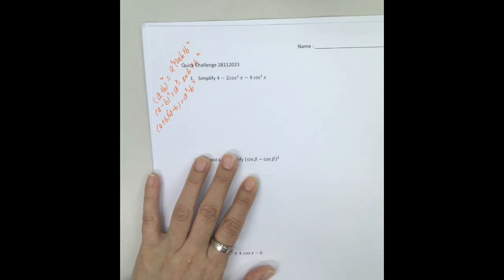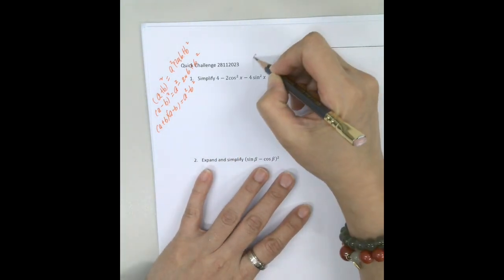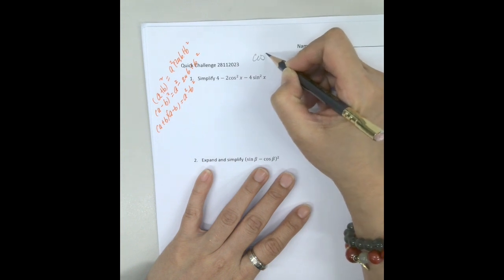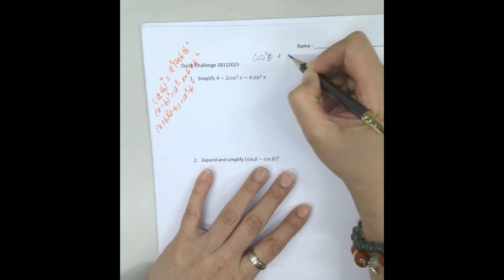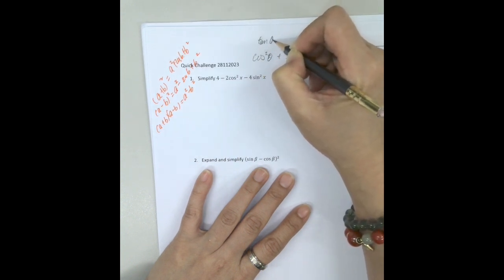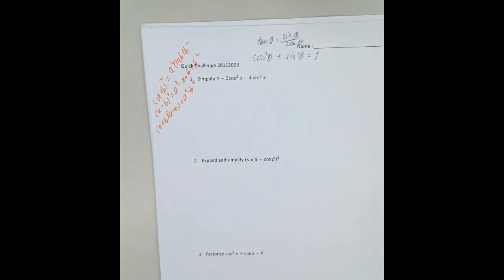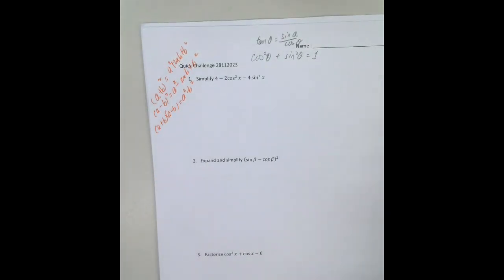All right, and then what we can do is simplify that one. Also, we have our identity cos squared theta plus sine squared theta equals 1, and tan theta equals sine over cos. All right, with that, everything should be ready in my brain. So let's get started. So, what is it here?